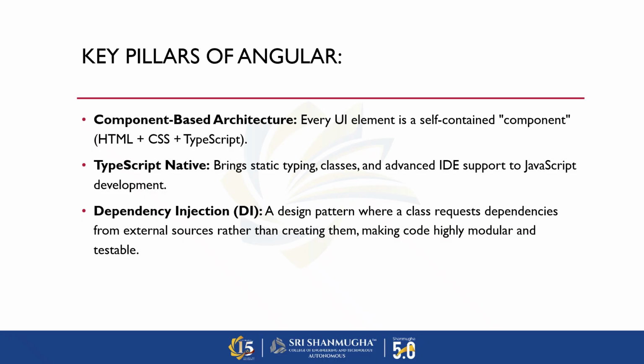Next, dependency injection. Dependency injection is a design pattern where a class requests dependencies from external resources rather than creating them on its own, which makes the code highly modular and testable. So, in dependency injection the class requests dependencies from external sources rather than creating them by itself or from within. So it gets the dependencies from outside.